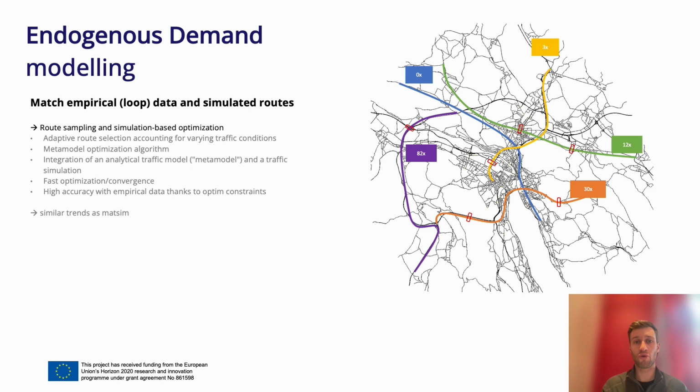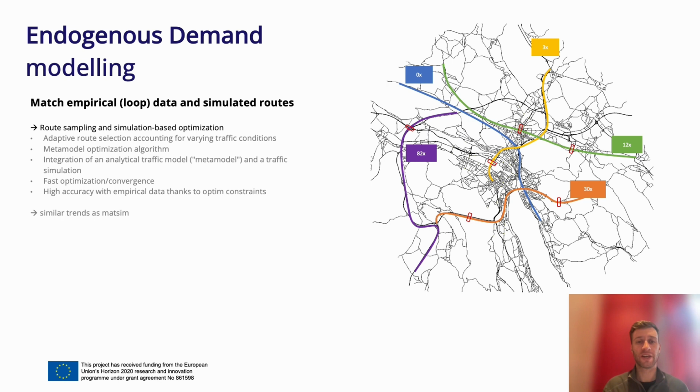But if you have more and more detectors, this constrains your system in such a way that it becomes less random how you actually create your demand. Essentially, we take into account the traffic conditions, and we then have a meta model heuristic which tries to integrate the traffic simulator as an analytical model, which makes it run much faster than running the simulation itself at every iteration of the optimization problem.